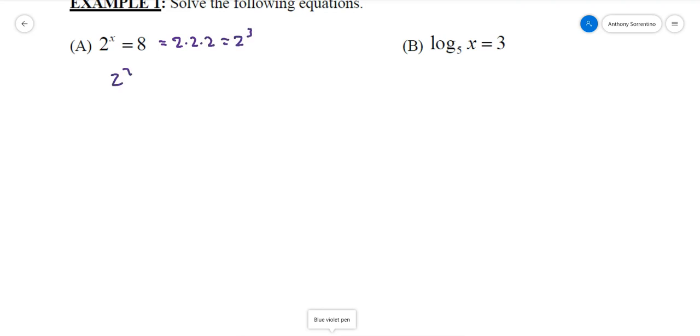Well, 2 to the x equals 2 cubed, and as mentioned above, if I have the same base and two different representations of the exponent, then those two things have to be equal to each other. So x equals 3 is the answer. That one's pretty straightforward.